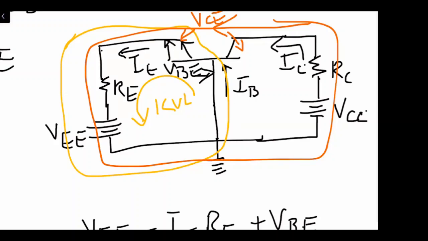So let me repeat it again. The outer loop is we have the drop across the collector emitter junction. Then I have a drop across the emitter resistance RE. Then I have a biasing source VEE. Then moving across and going to the other side is the biasing source VCC. Then I have a drop across the collector resistance RC, right? So applying the KVL to this outer loop, let's see what we are going to get.